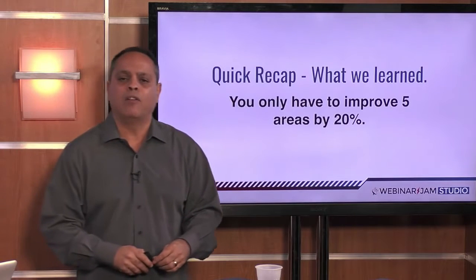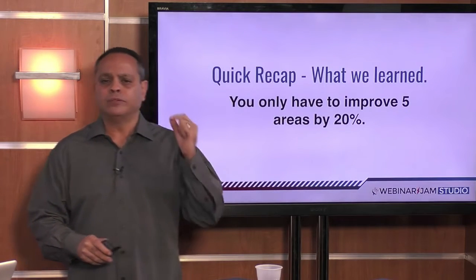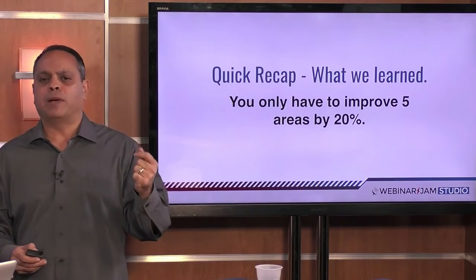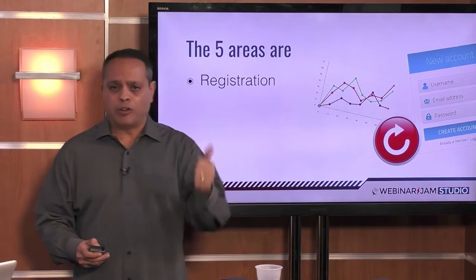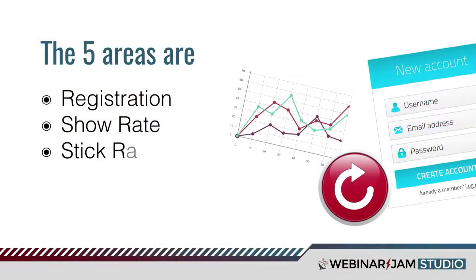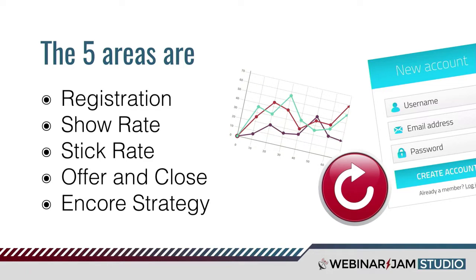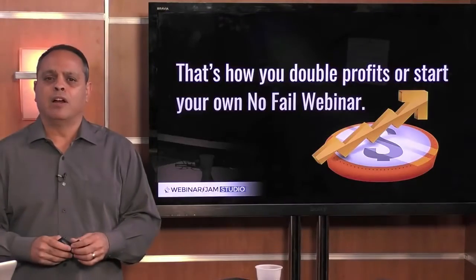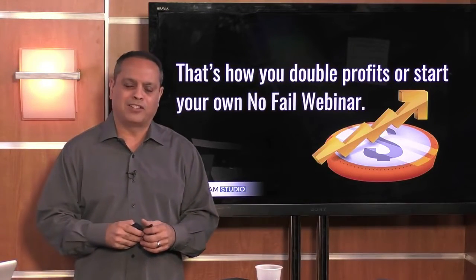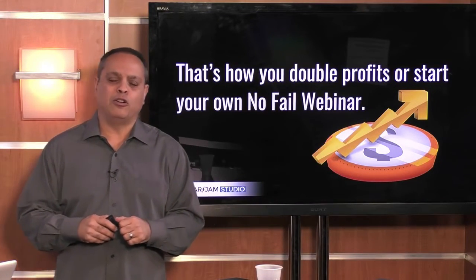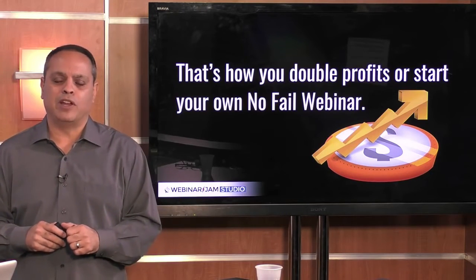So a quick recap of what we've learned. You only have to improve 5 areas by 20%, and those 5 areas were your registration, your show rate, your stick rate, the offer and the close, and then finally the Encore strategy, which is the bulk of what the Webinar Control Framework is based on, those last 2 things there. But obviously we have in-depth training on everything. All right, so that's how you double profits or start your own no-fail webinar, even if you've never done one.